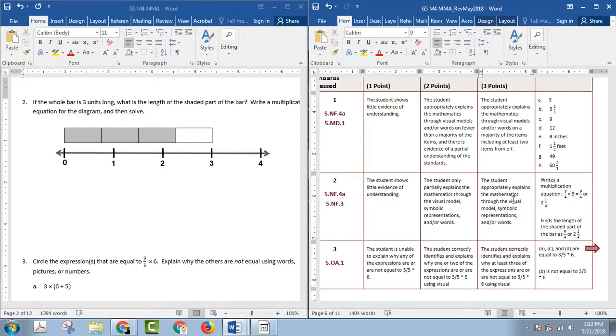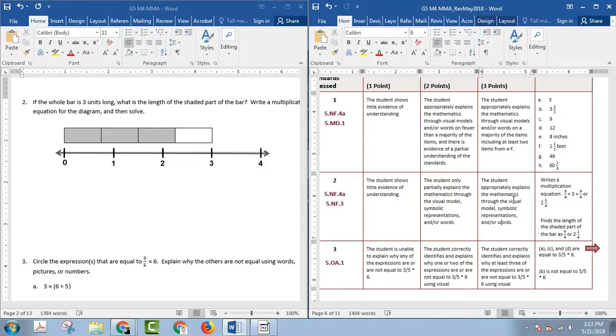So I would want to see at bare minimum 3/4, and maybe labeling that bar would be great. And then of 3, either writing 3/4 of 3 or 3 over 4 times 3, and then actually doing the mathematics and getting the answer. Now, if the student does the 3/4 times 3 and doesn't get the right answer of 2 1/4, they get something else, or they stop at 9/4, whatever, but they still set the problem up correctly, they just messed up the calculation, that's a 3. It's appropriately explaining the math through the visual model, symbolic representations, and words.